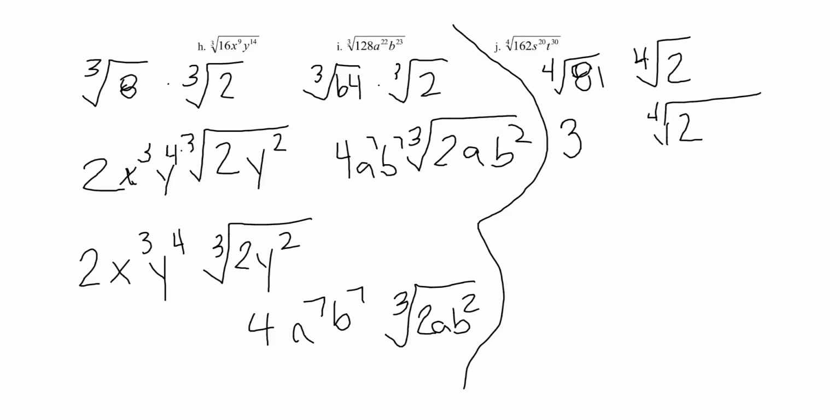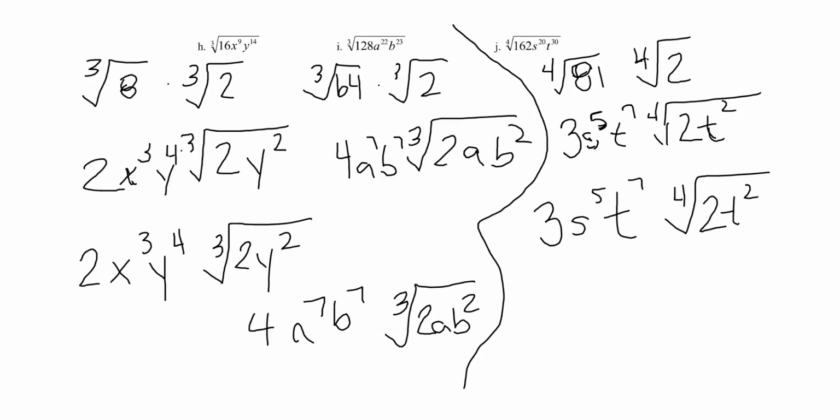Let's see, we have s to the 20th. 4 divides into 20 5 times. So we'll have s to the 5th. And 4 goes into 30 7 times. So we'll have t to the 7th. But we will have a remainder of 2. So we'll have t to the 2nd there. So I have 3 s to the 5th, t to the 7th, and then the 4th root of 2t squared. And that's our final answer.